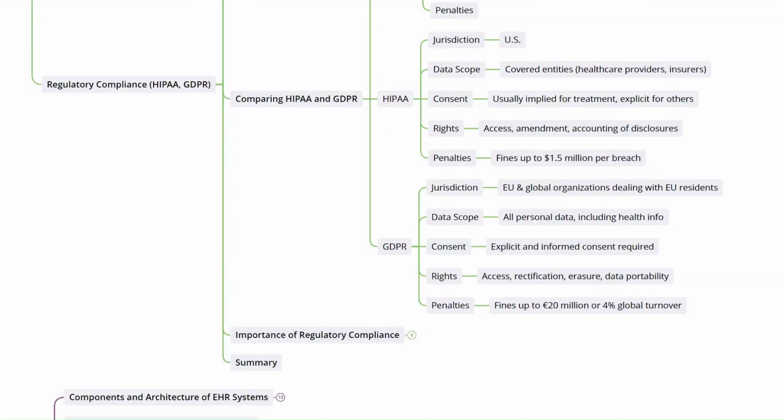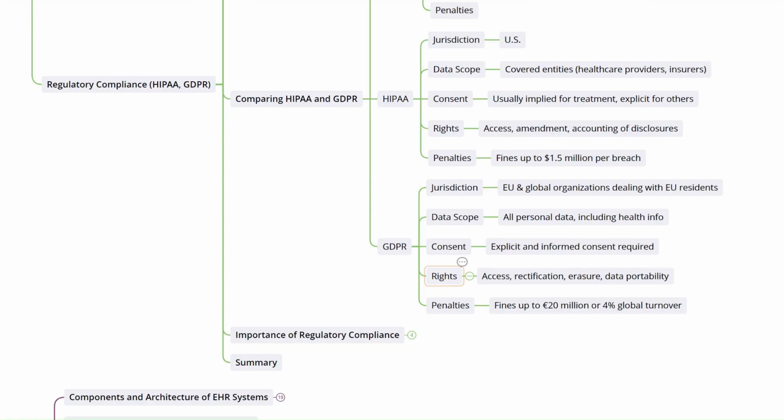Next, for GDPR, jurisdiction is EU and global organizations dealing with EU residents. Data scope, all personal data, including health information. Consent, explicit and informed consent required.